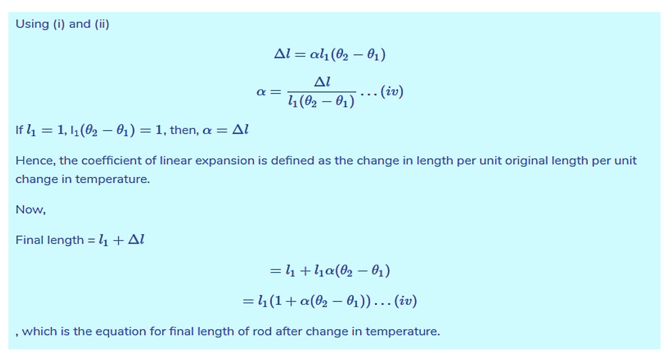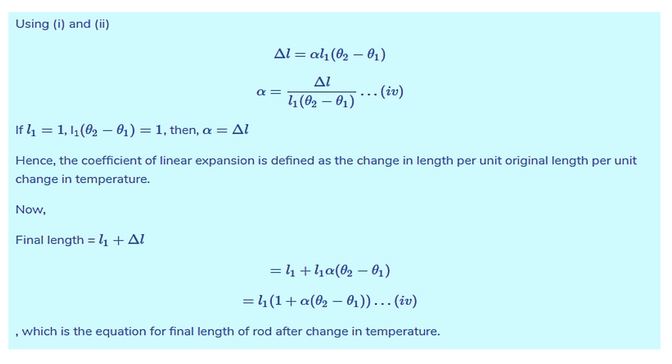So from this equation, you can calculate the value of alpha, and that will be equal to delta L divided by L1 into θ2 minus θ1. Now, if L1 is 1 and θ2 minus θ1 is 1, then alpha will be equal to delta L. Hence, you can say that the coefficient of linear expansion is the change in length per unit original length per unit change in temperature.